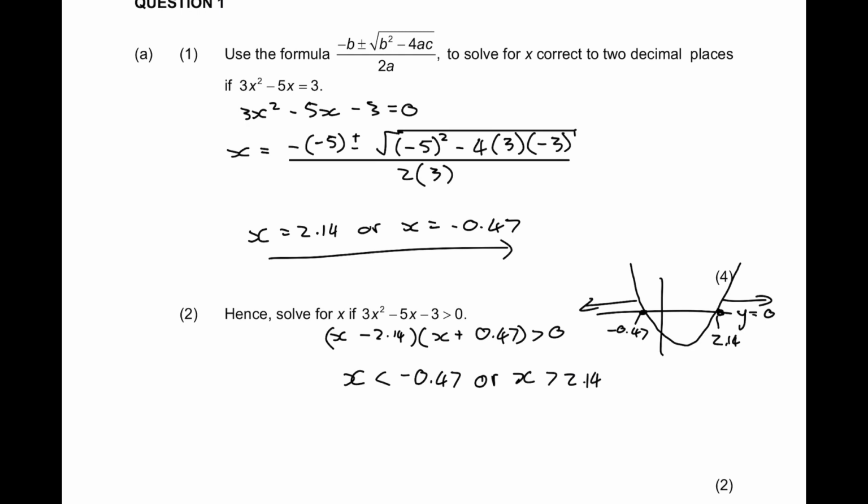We have to be strictly above y equal to 0. And in order to be above y equal to 0, we cannot be on y equal to 0, which means we can't include 2.14 or negative 0.47. And that completes the solution to part 2 of question A.